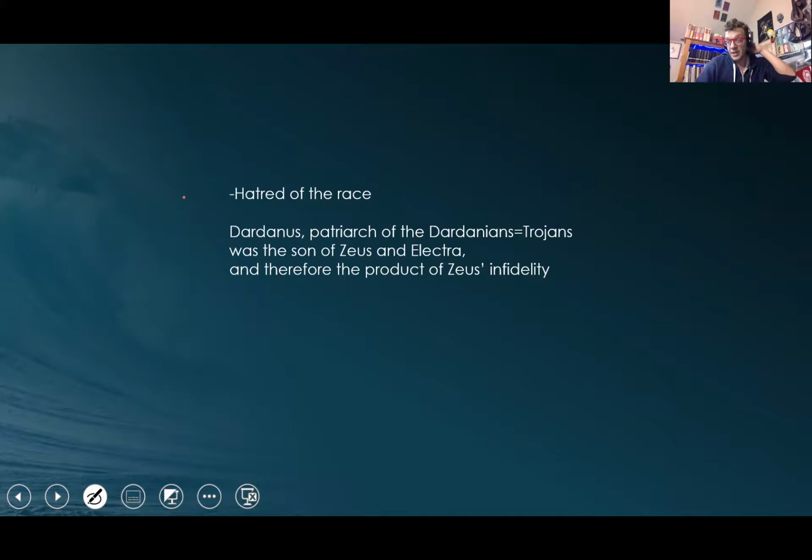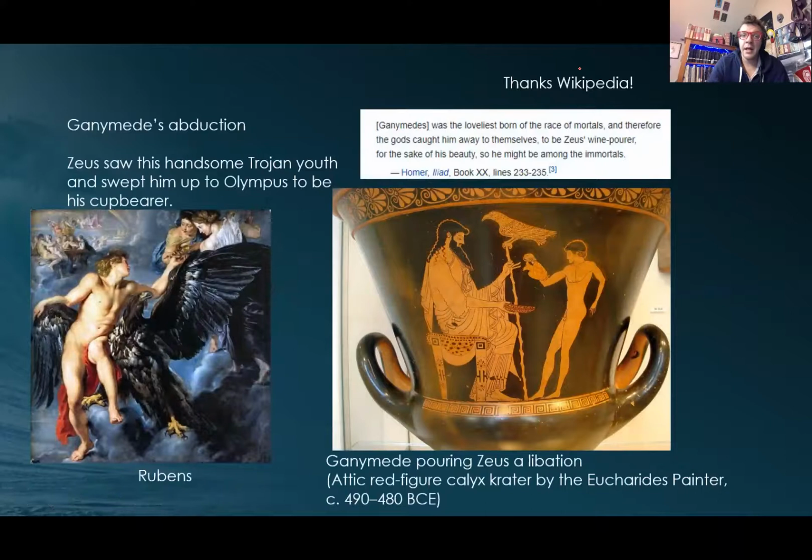And the last example is Ganymede's abduction. So one day Zeus was flying around and he saw the most beautiful boy he had ever seen before. This is a Trojan youth named Ganymede, and he took the form of an eagle and he raped him, meaning both to snatch him away, but also to take sexual advantage, sexual violence, and he took him up to Olympus to pour his wine.